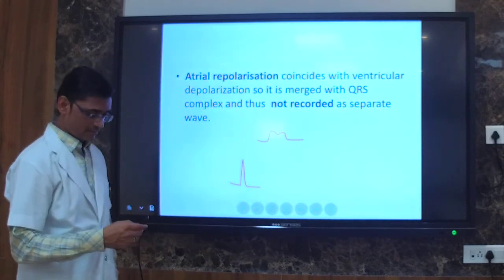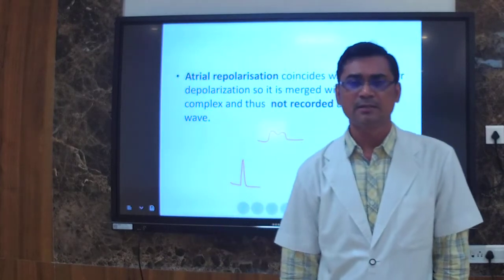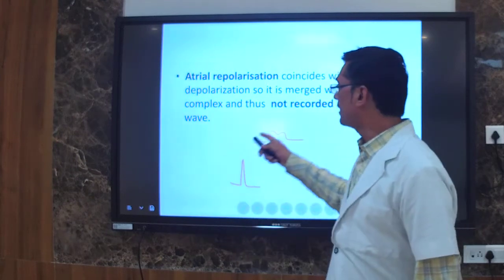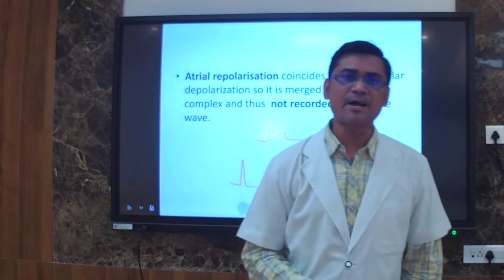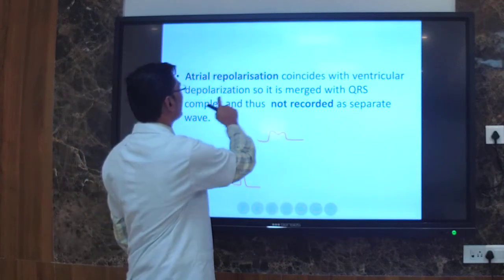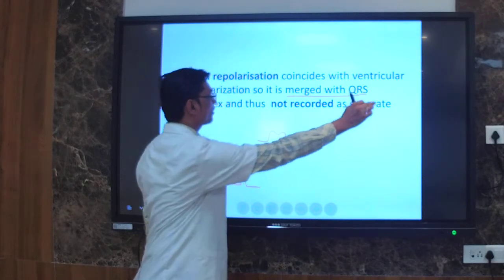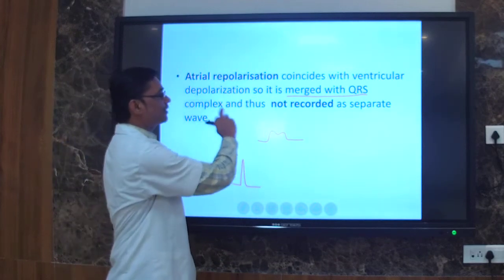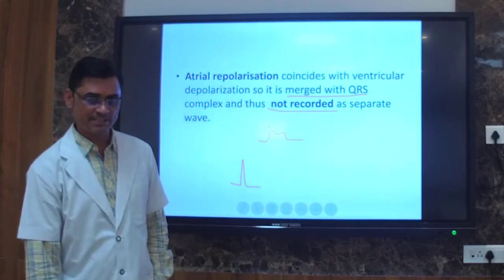Now this atrial depolarization gives the P wave. What about atrial repolarization? The event of atrial repolarization coincides with the ventricular depolarization event. That is why the waves of atrial repolarization are merged with the QRS complex of ventricular depolarization. So the wave of atrial repolarization is not recorded as a separate wave on any ECG.